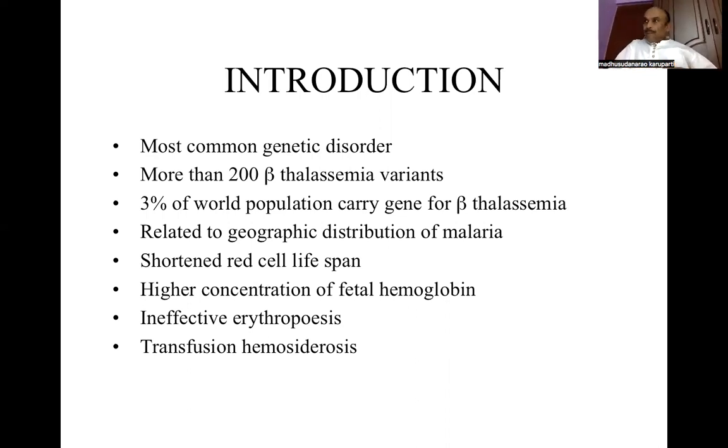As a result of the reduced formation of the beta globin chains, there is increased gamma globin chains that results in the elevated fetal hemoglobin. Okay. Well, the progressive anemia resulting in the growth failure is treated with blood transfusions. Okay. The result is transfusion hemochromatosis.